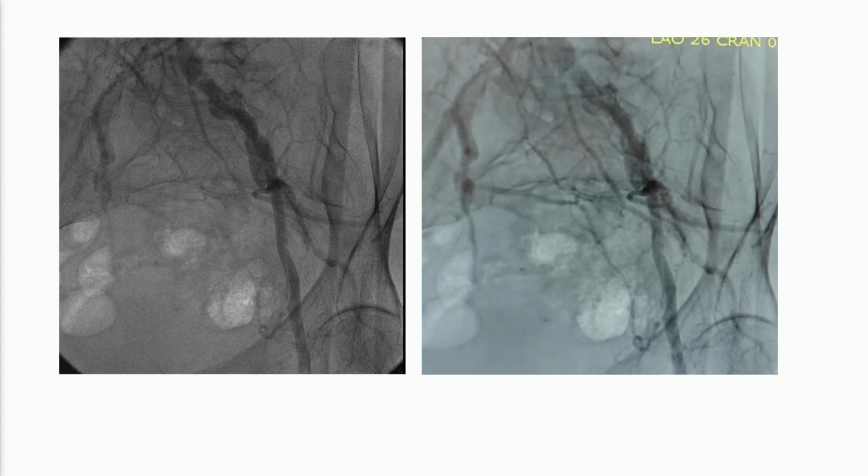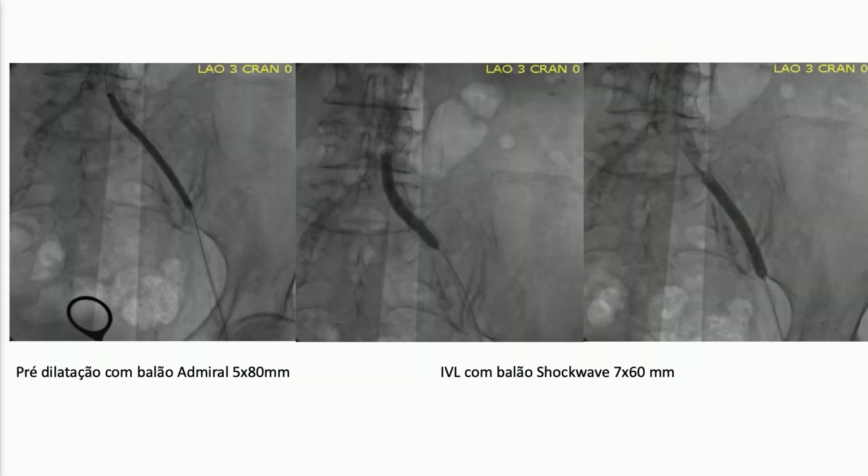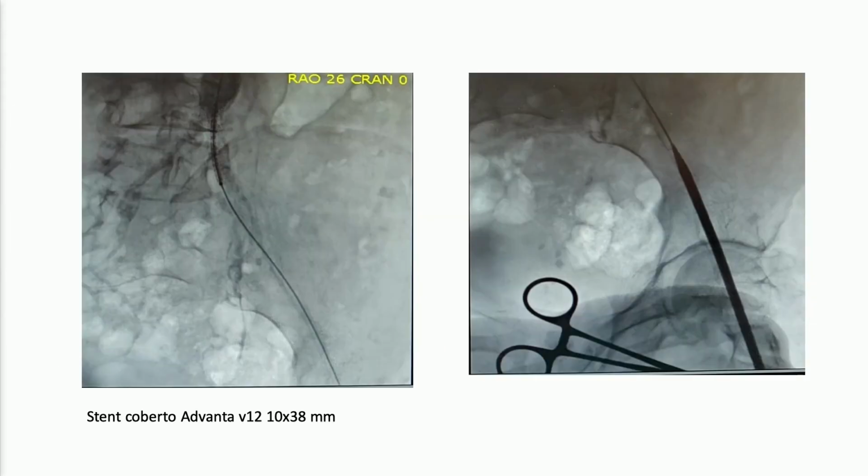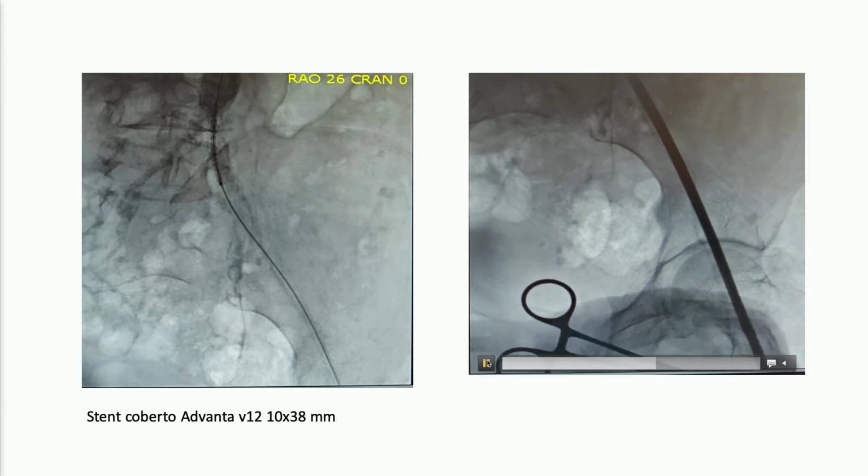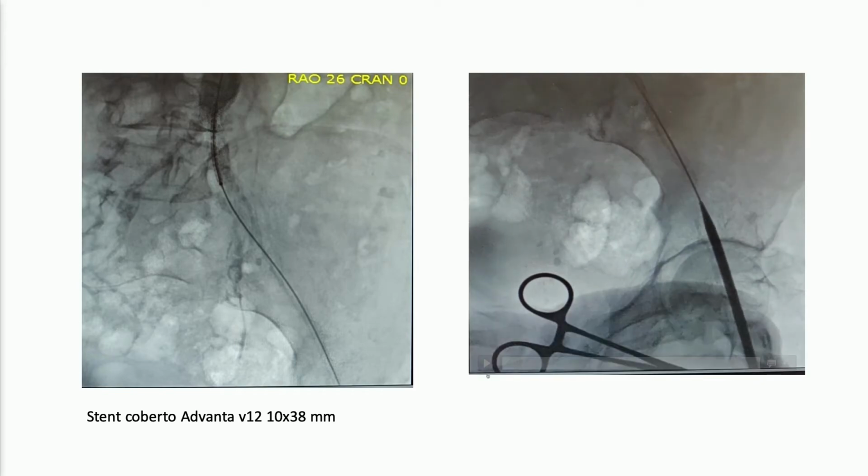So we go first with a balloon. We did the procedure with the surgeon, and after we did the shock waves, 760, as you can see, and we put a covered stent.